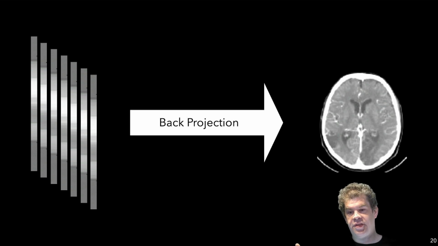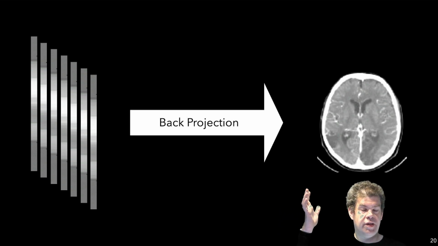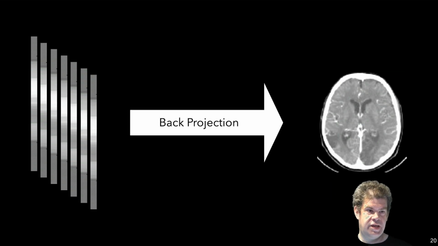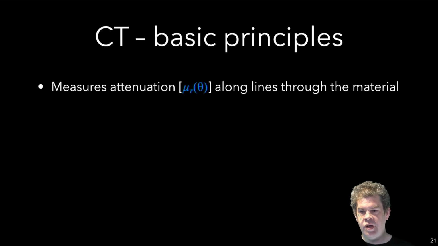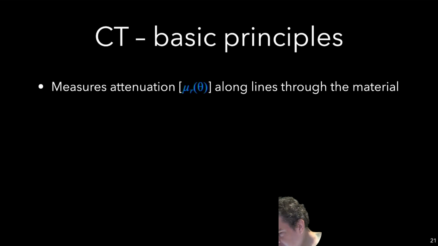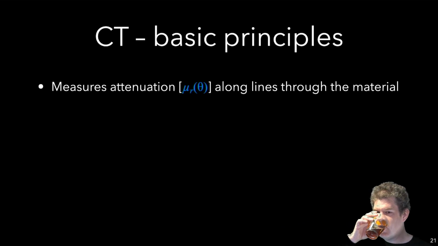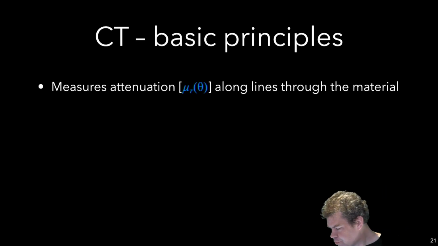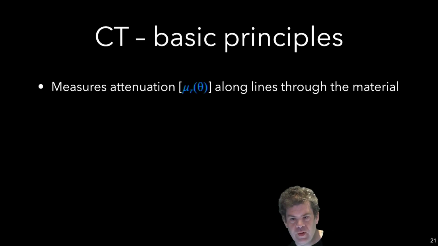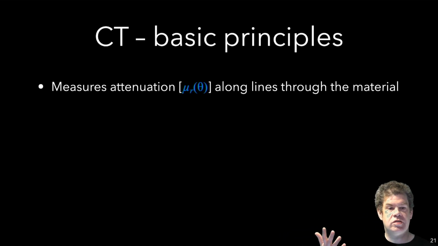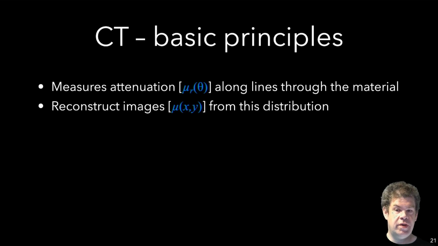Now we have this Hounsfield scale, and let's figure out how we get from these lines, where we capture multiple lines, to this thing here. Just a little bit of basic terminology. What we measure is the attenuation. So how much is lost? How much do we block? That's effectively what we measure.